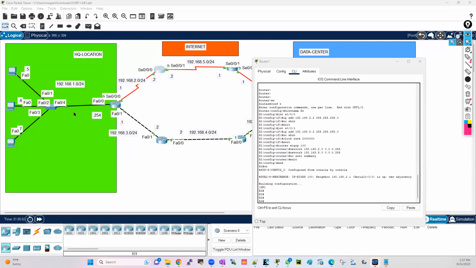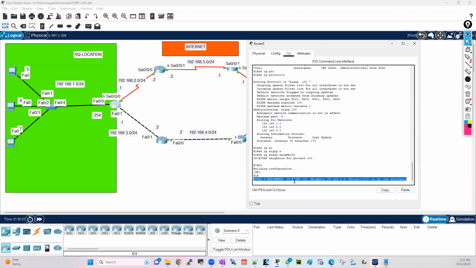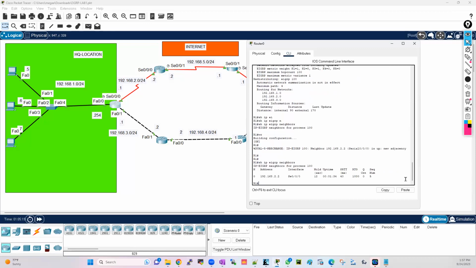Okay, now let's test. In our router 1, we try to do what? You see now it has started forming adjacency with the neighbor. Before we run this command, show neighbors, there was no neighbor. Let's try it again now. Boom. It shows us that it has a neighbor on this. And then look at the sequence number. This is the uptime, the interface. Any confusion?